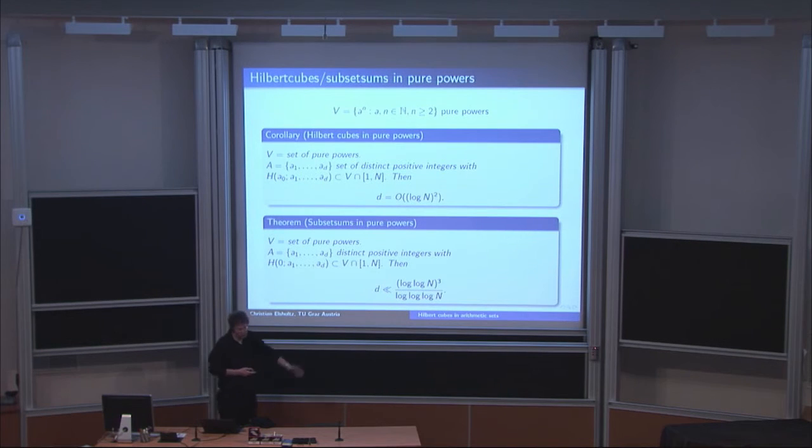Again, the answer is log n squared. And if you, in this situation, study subset sums instead, actually you get double logarithmic, log n to the cube divided by something small. So in this situation, the subset sum case gives you a much better result. There's an extra trick which is possible in this situation. Of course, we would be happy to do that also in the pure powers Hilbert cube case, but we still don't know how to do that.